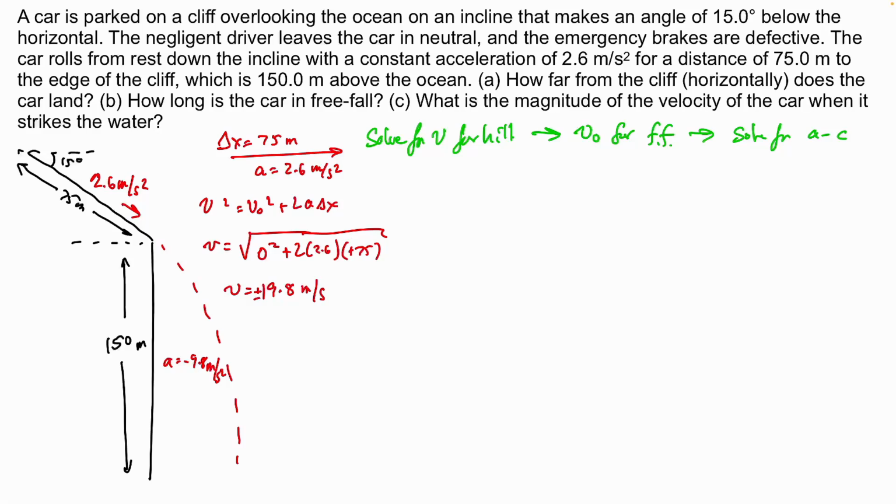For this free fall section right here, my initial speed is 19.8 meters per second. At what angle? This is not coming off horizontal, is it? It's coming off at this angle, right, of 15 degrees below the horizontal. So this is 19.8 at 15 degrees below the x-axis, or the horizontal line, right?